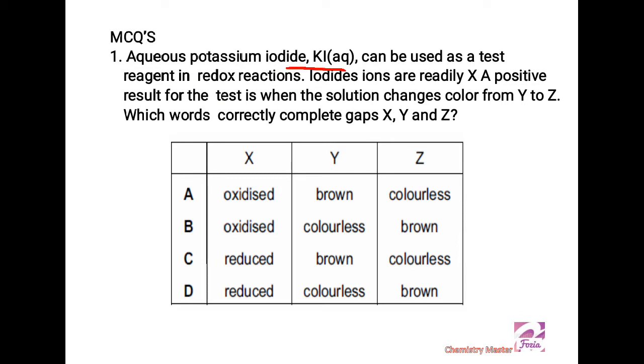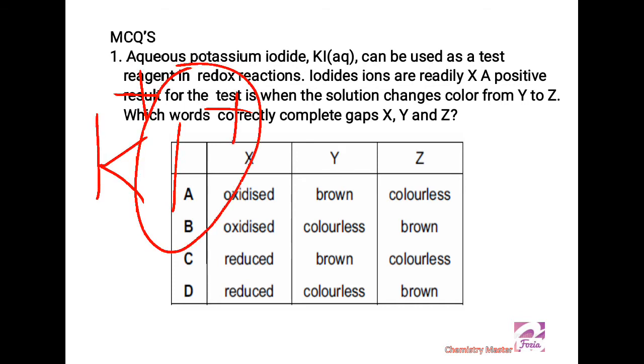Potassium iodide is the chemical reagent which is used to detect the change, and iodide ions are readily dash. So first we see what type of ions are present in our reagent. Potassium iodide, the formula is KI, and potassium is present in its +1 oxidation state, and iodine is present as iodide, which means it is in its -1 oxidation state. Whenever it reacts, there must be some change on this iodine. Iodide is present in -1 form, so it cannot be reduced further.